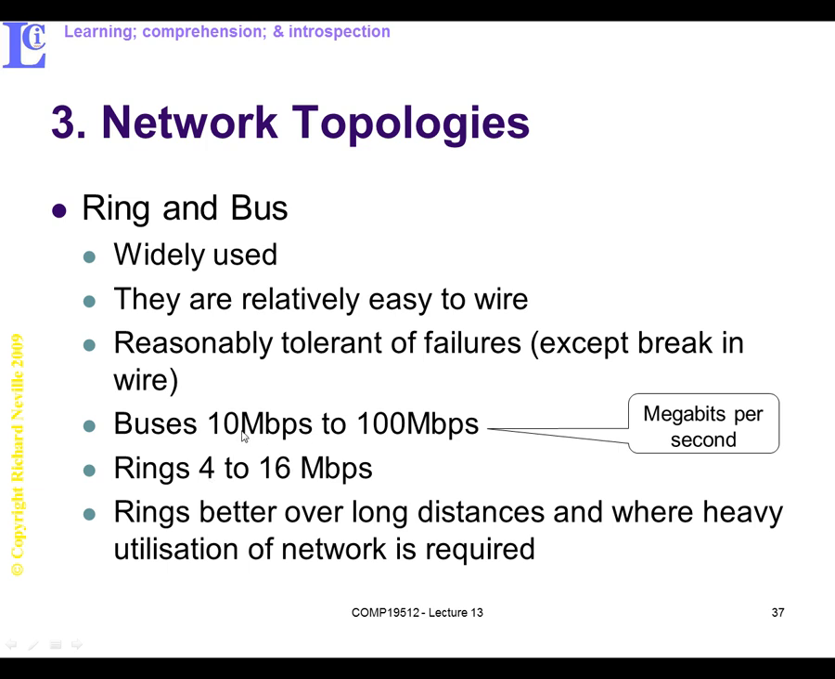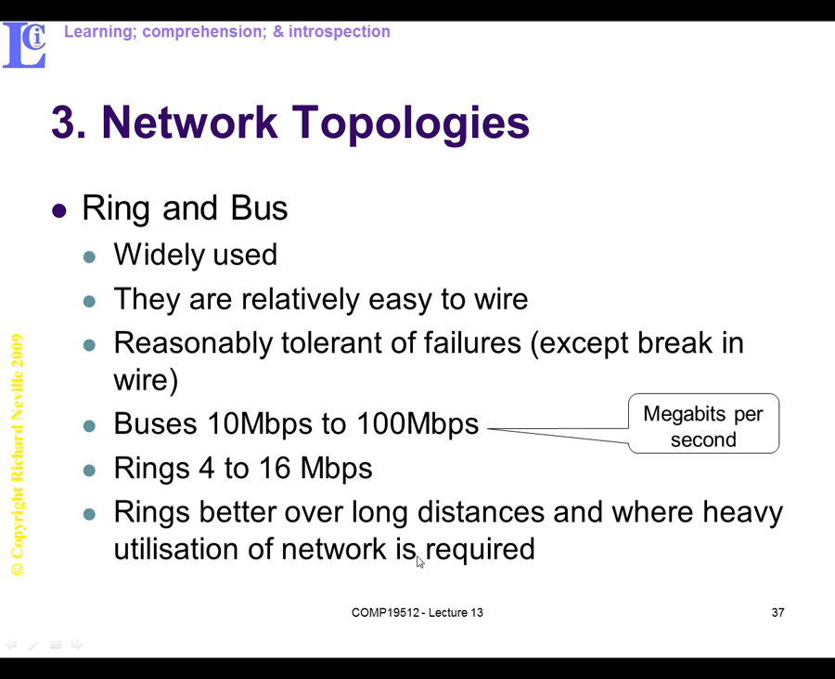So you can see a bus is faster, but we'll see in a minute that the protocols or rules that buses use are maybe a bit strange, and maybe we'll look at those in a minute. So ring is better over long distances and where heavy utilization of the network is required.